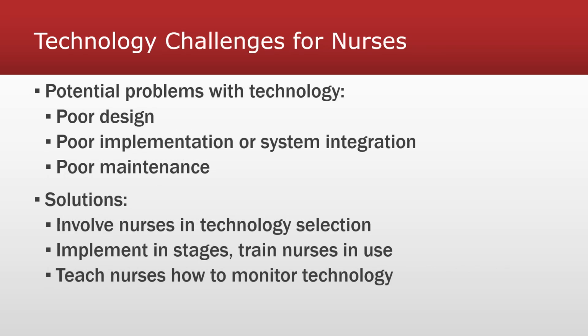Technology has transformed nursing, but it's not always smooth sailing. Sometimes the problem is poor design. A machine may be too complicated, with buttons that aren't intuitive or alarms that sound the same for every issue. Other times the problem is poor implementation, system integration. A new electronic record system may not communicate with the old one, forcing nurses to duplicate work. And of course, there's poor maintenance. Equipment that breaks down isn't updated or fails when it's needed most.